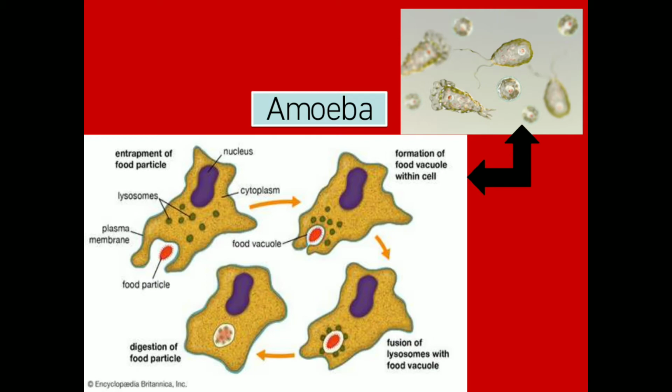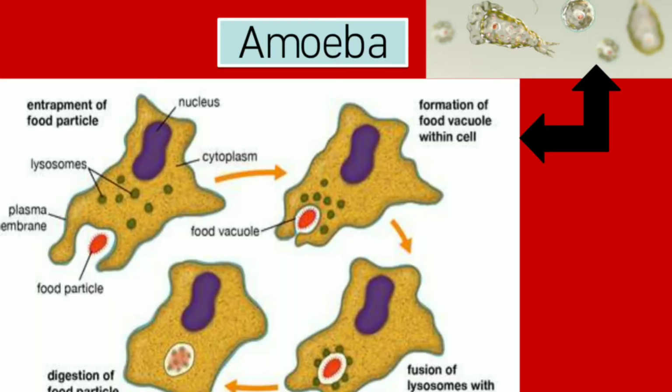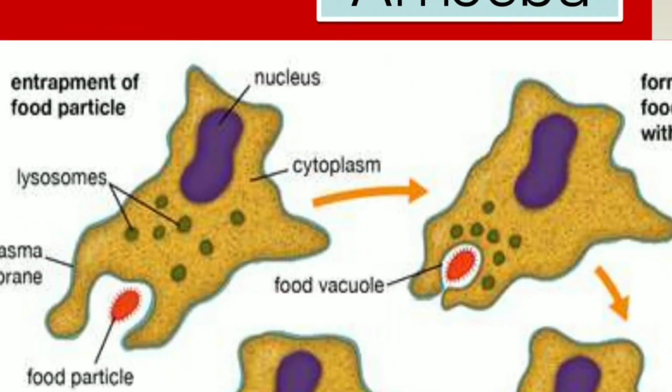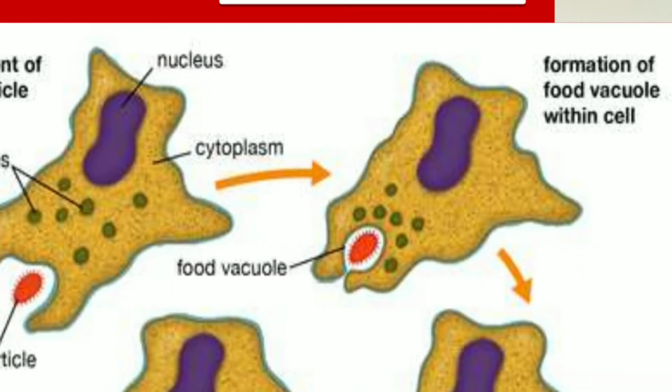Okay, so in some lower organisms or animals such as the amoeba and sponges, phagocytosis means feeding. Here we have a diagram. First, the plasma membrane entraps the food particles. Then a food vacuole or a vesicle will form within the cell that contains the food particle.